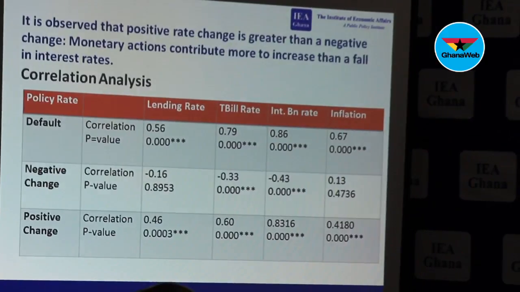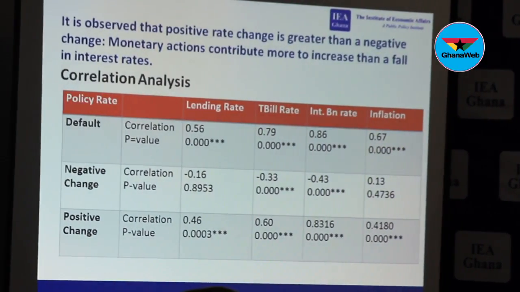When the adjustment is positive, the response of other interest rates was much greater than when it falls. When it falls, the response of other interest rates was much less. That showed the insensitivity of the other interest rates to even the monetary policy rates. Okay. So, what is the question that we're asking?